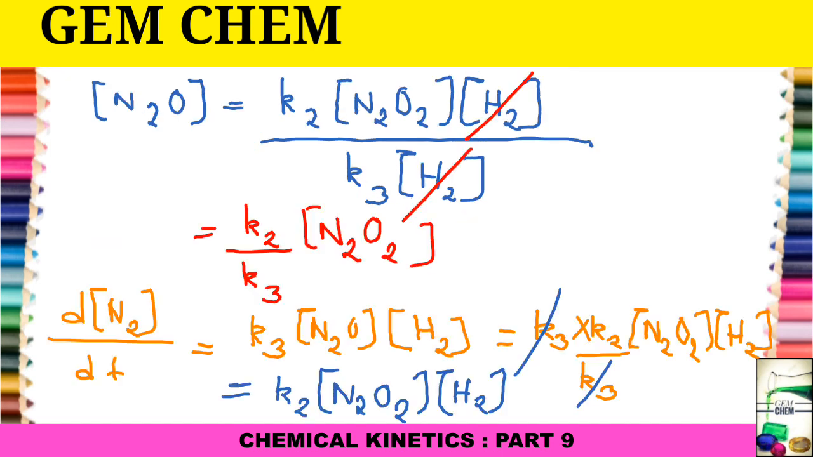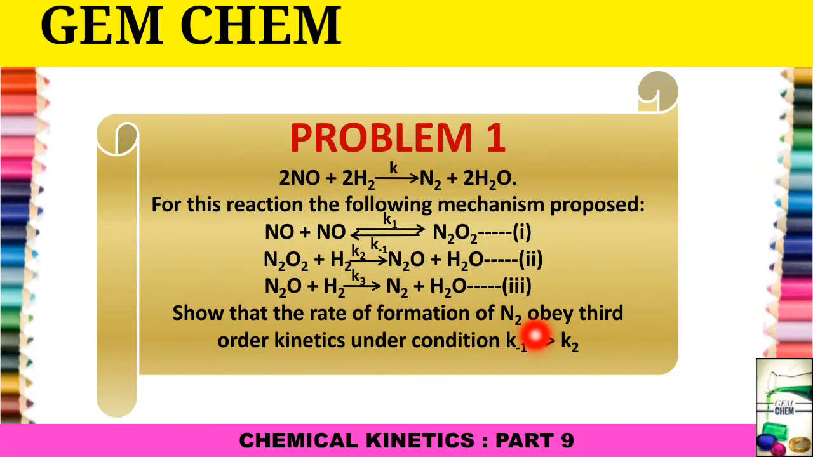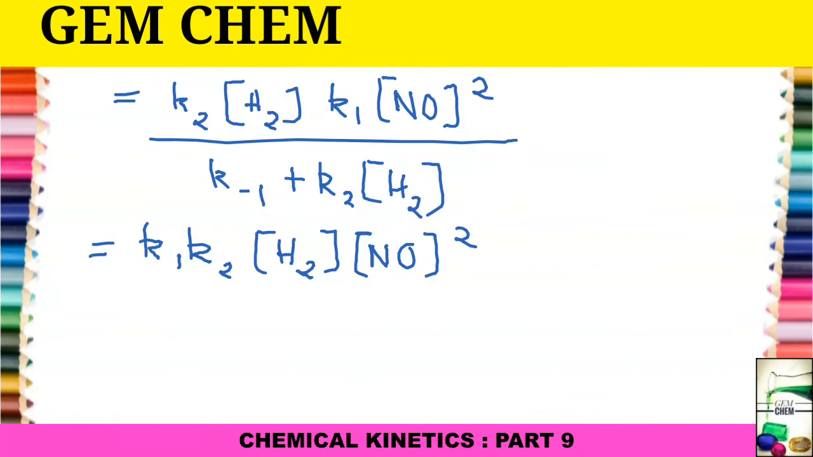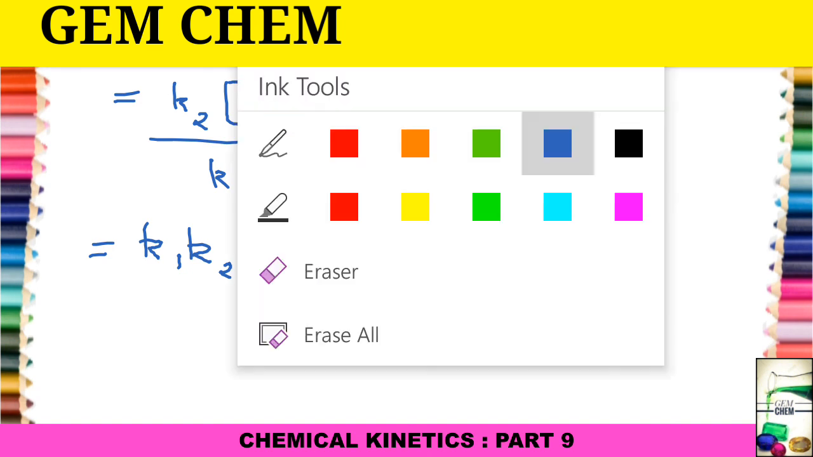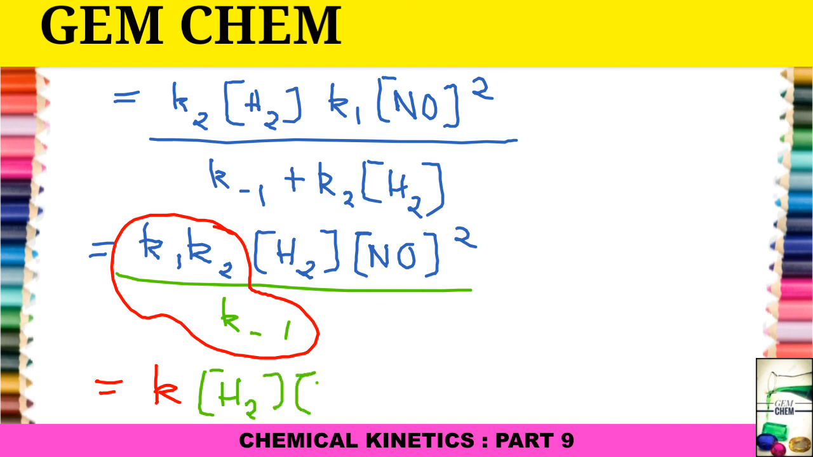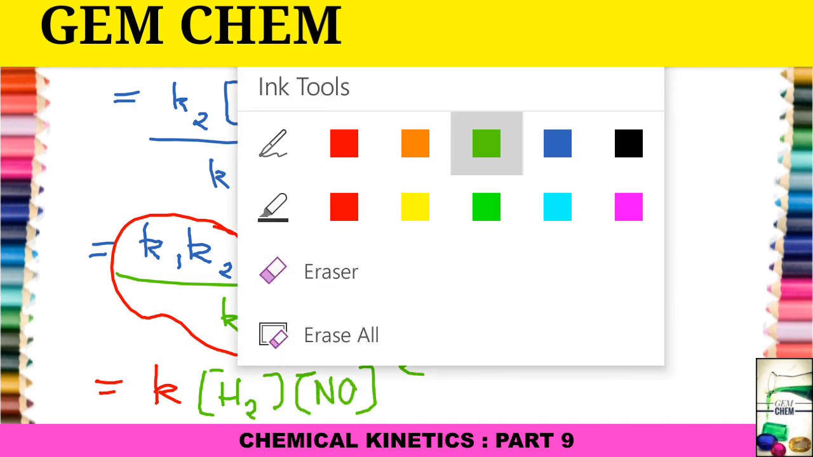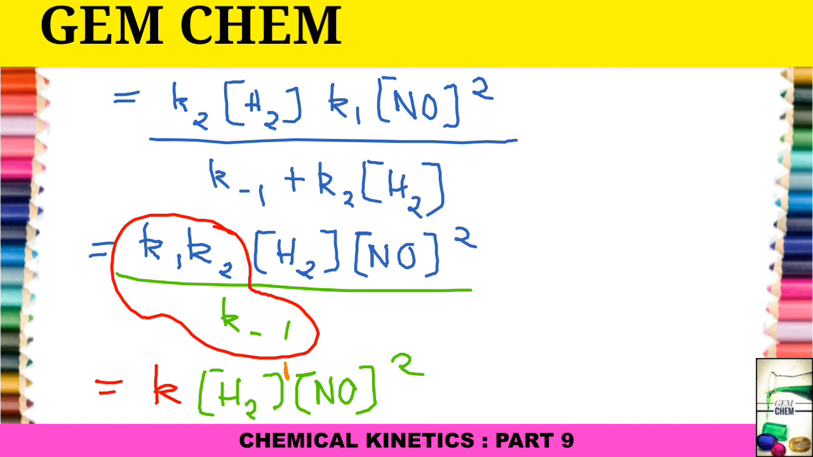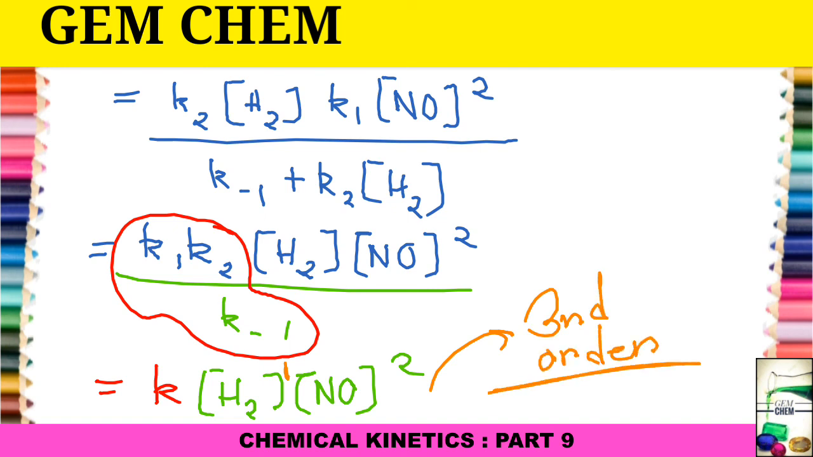Now remember what we had seen in the problem. We had seen that K minus 1 is much greater than K2. So here the value of K minus 1 is much greater than this one. So we can write it as divided by K minus 1 only. So ultimately what we get is that this is a constant part. So this can be taken as K, right? And the other part can be written as H2 and NO concentration square. So from here we can see 1 here and 2 here. So it is third order kinetics, right? Thus it is proved. So these are the different types of sums which can come from steady state approximation.